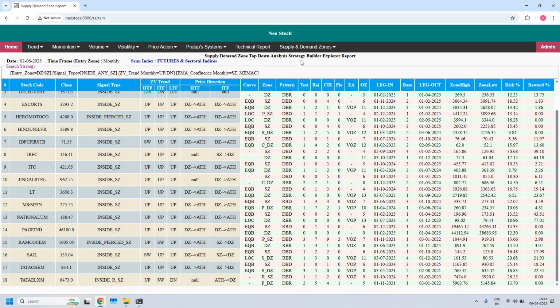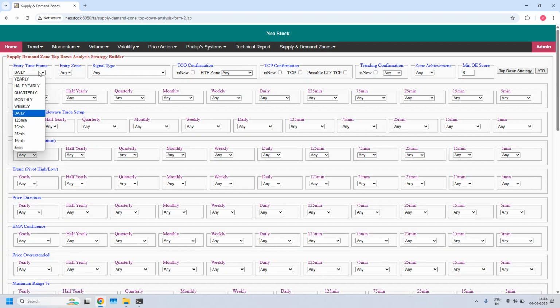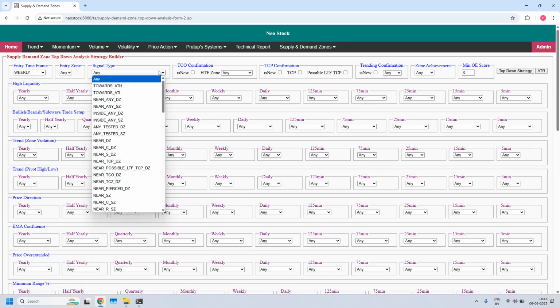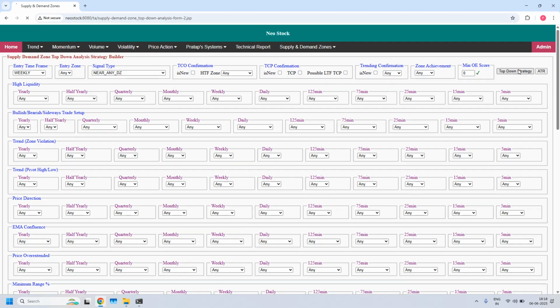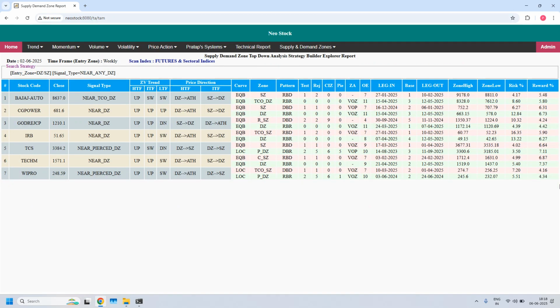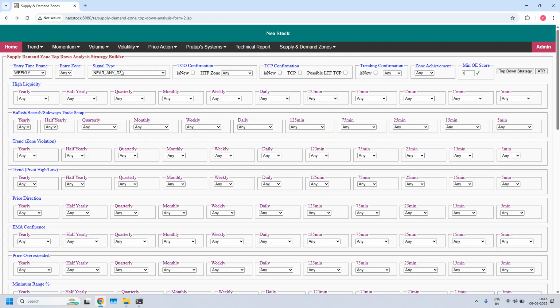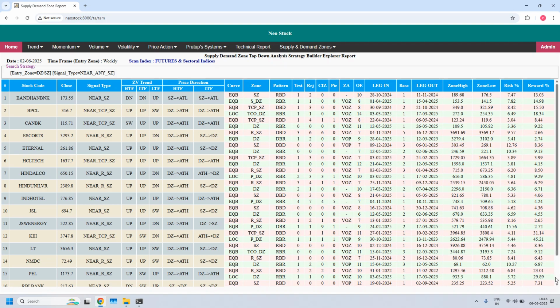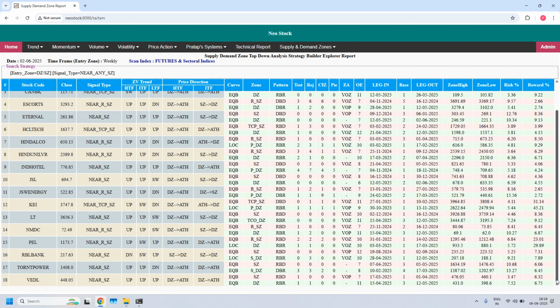Okay, next time frame is weekly. Stocks near weekly demand zone. We got 7 stocks. Next, stocks near to the weekly supply zone. First 15 stocks in the list. Scrolling the list down. Total 18 stocks are filtered.